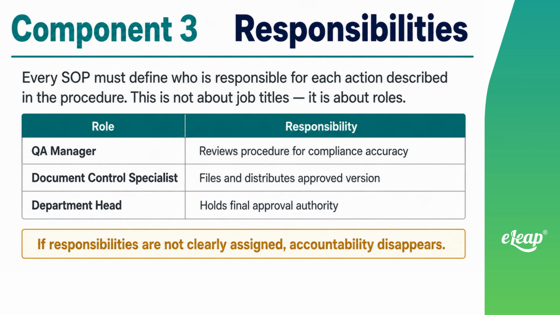Component 3, responsibilities. Every SOP must define who is responsible for each action described in the procedure. This is not about job titles, it is about roles. The QA manager reviews, the document control specialist files, the department head approves. If responsibilities are not clearly assigned, accountability disappears. In a regulated environment, that is a significant compliance gap. Now here is where most organizations fall short. Not in defining responsibilities, but in ensuring those responsibilities are tied to training records. We will come back to that in a moment.